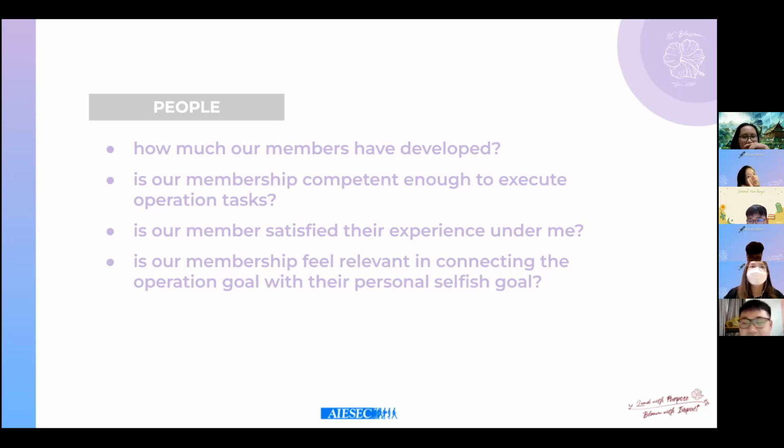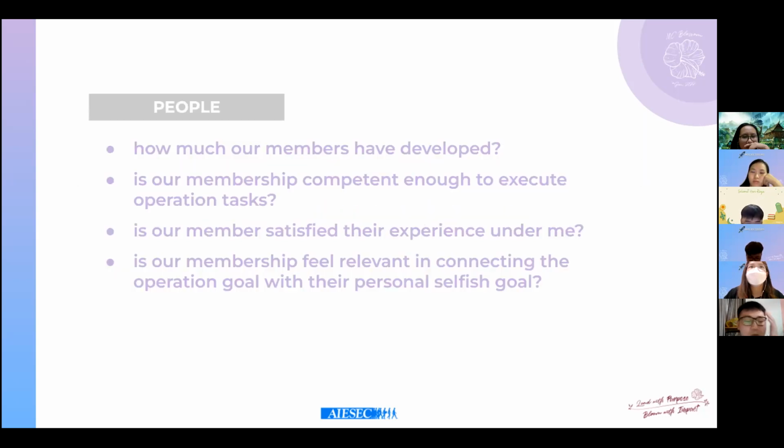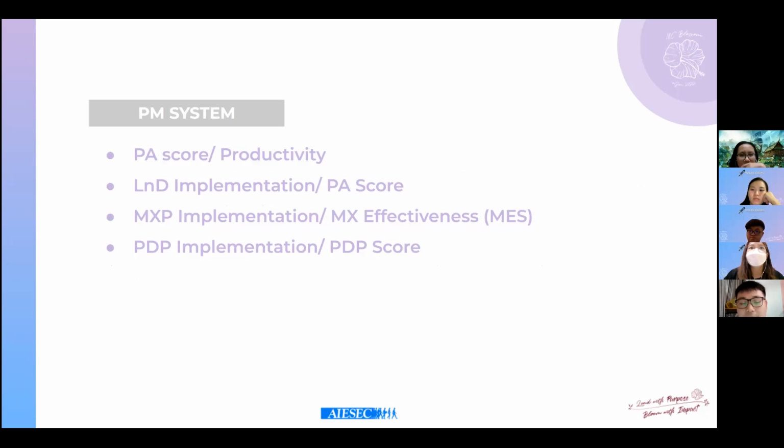Or even possible questions that you might ask yourself before you even generate the inference. Because at the end of the day, you can see people, operation, finance are actually contributing to your product, right? And that's why when you think about people, maybe these are the questions that you might ask yourself. And coming back to the current system that we have, I think that's the objective already, which is to introduce to you all again what is PA score, R&D, all the way until PDP implementation.